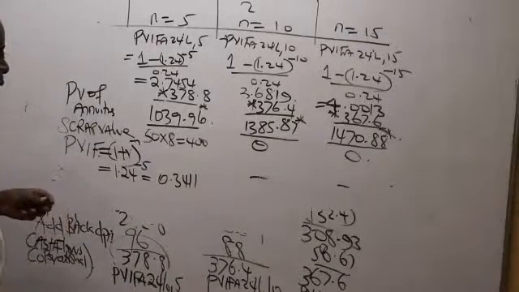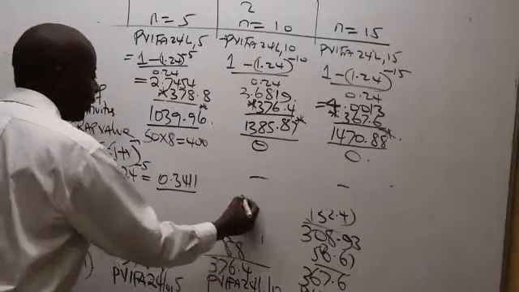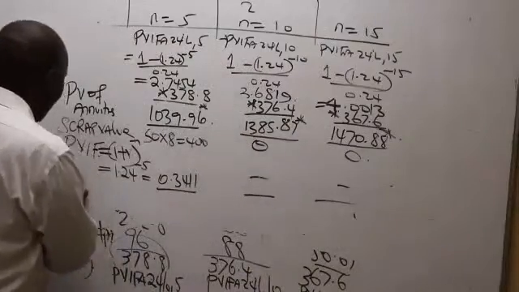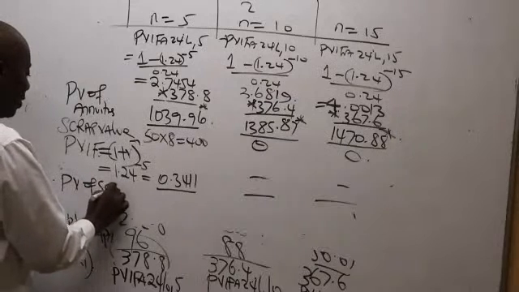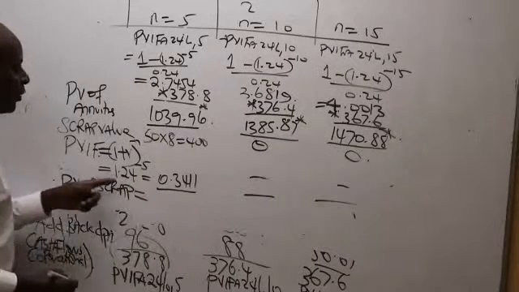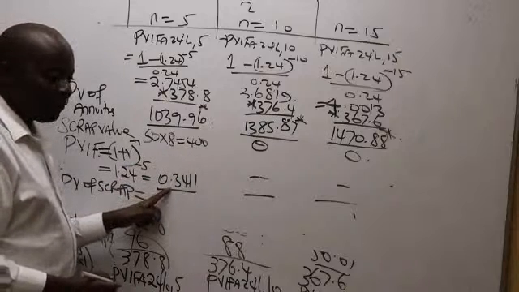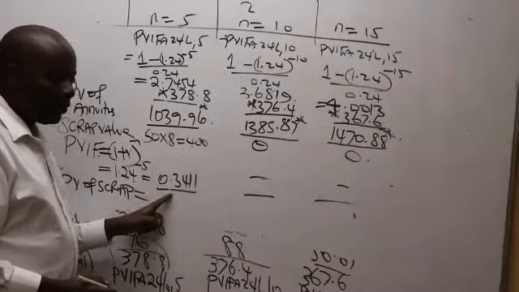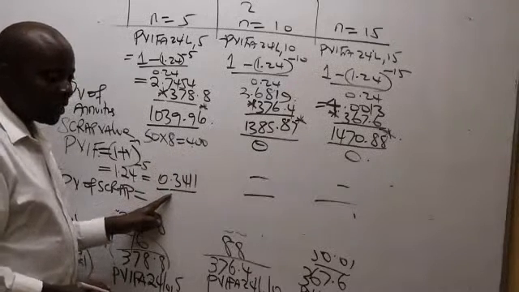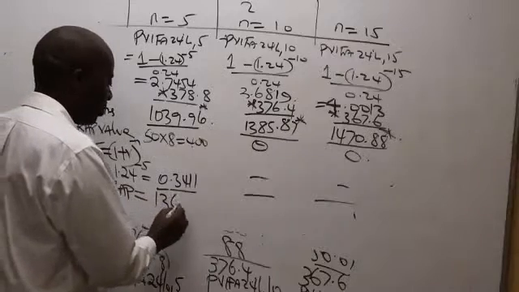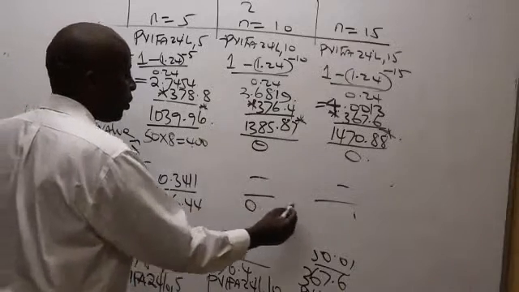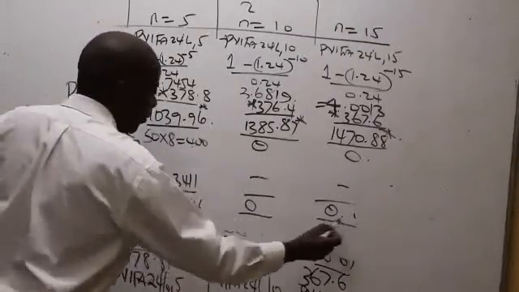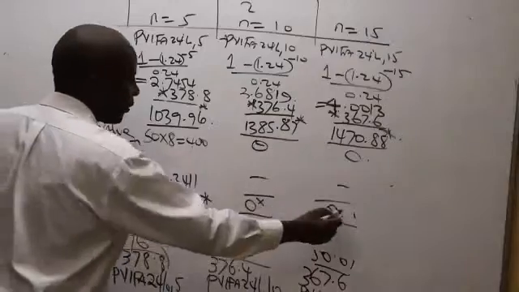So could you kindly give me the present value of the scrap? We have this 400 times this figure. Can somebody give me this figure? 400 times 0.3411 is 136.44. Of course, the others are 0, 0. You can underline just once. These are very important figures for me.